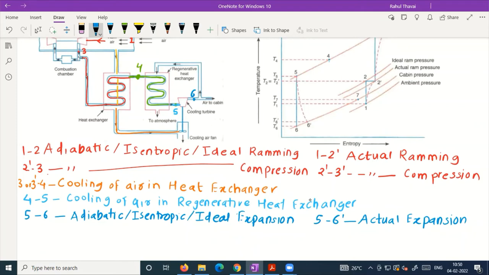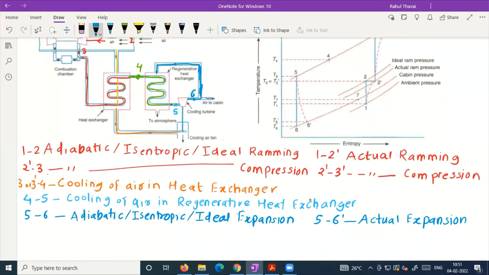Now whatever air is coming out of the turbine, only a small portion is supplied to the heat exchanger. Because the air available at the exit of the turbine will obviously be colder. So when you supply the cold air so as to cool this air, obviously this air gets cooled. At point number 4 it is also cooled, at point number 6 it is also cooled.